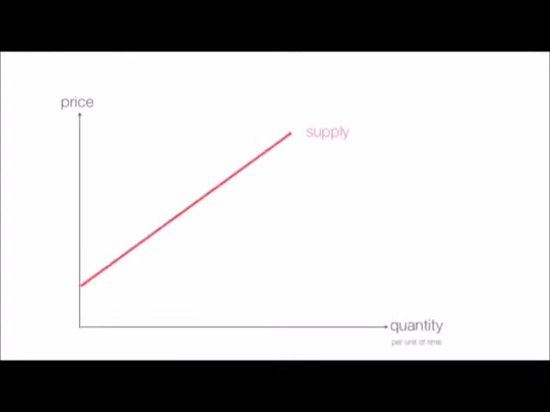Price is on the vertical axis and quantity per unit of time is on the horizontal axis. I'll draw on the supply and demand curves. Right there, the gray dot is equilibrium, price equilibrium and quantity equilibrium. That's also known as the market price and market quantity as well.